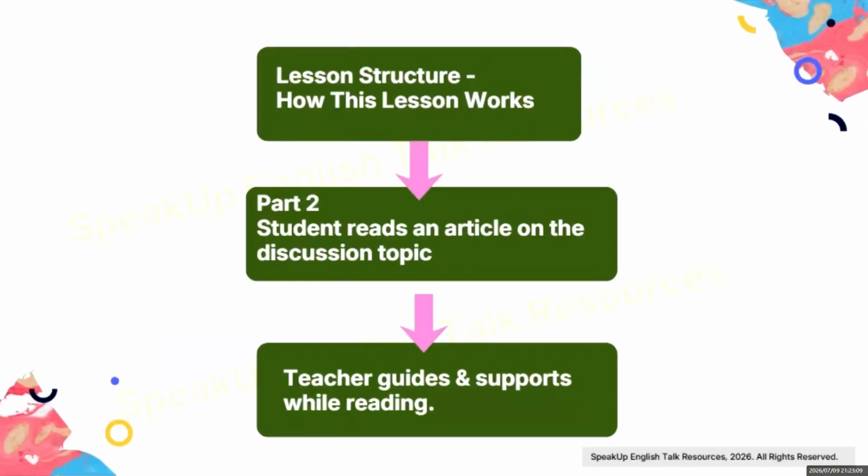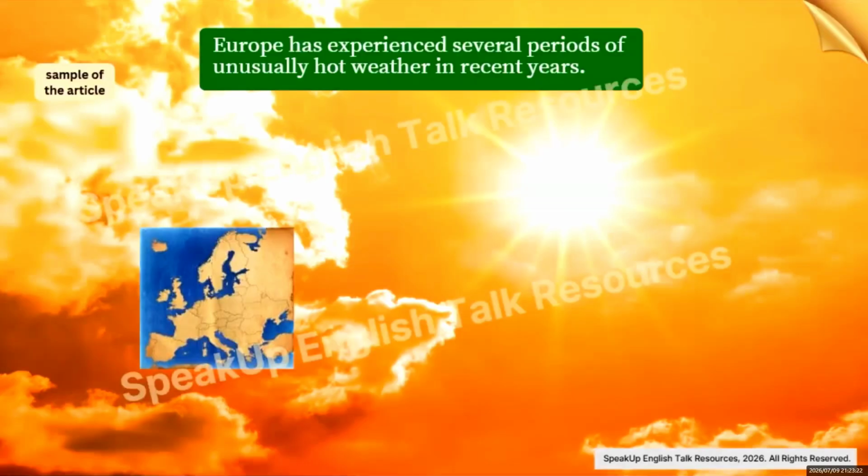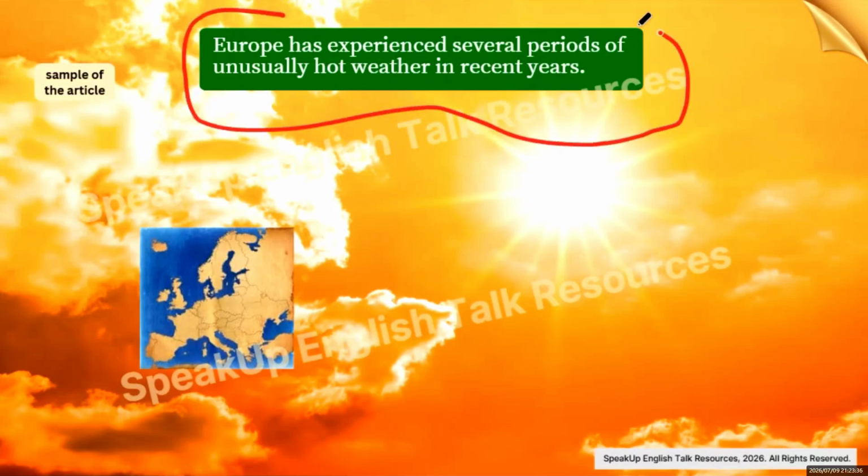After you teach these key vocabulary to the students, you can move on to part two. Part two is a short article, split into a few pages. Each page has maybe 3 or 4 sentences at most, so it's easy on the eye, especially when you're doing online teaching, and easier for the student to absorb as well. Here, for example, the article talks about how, over recent years, because of global warming, the weather is getting hotter and hotter in the summer.